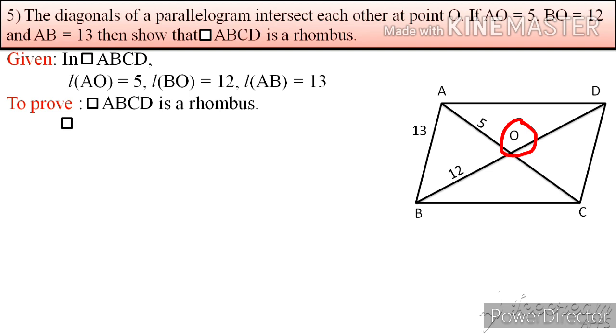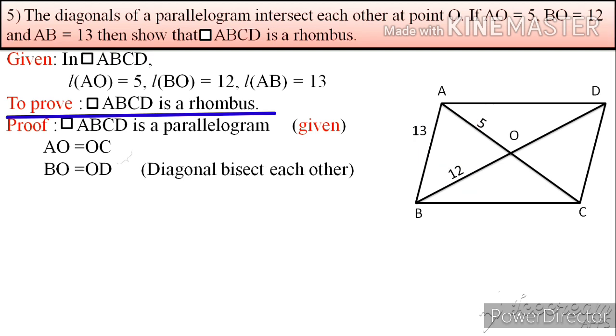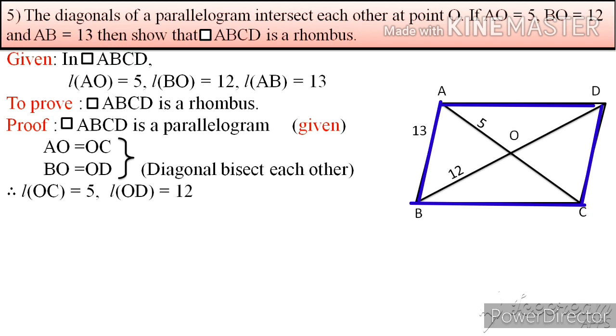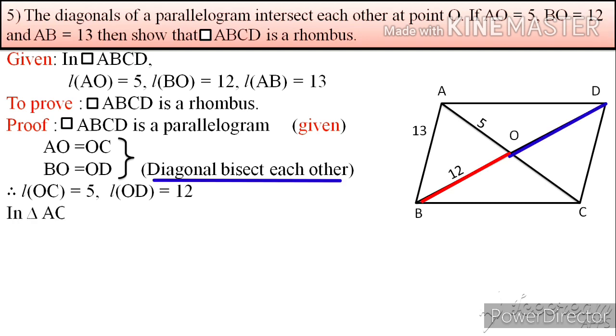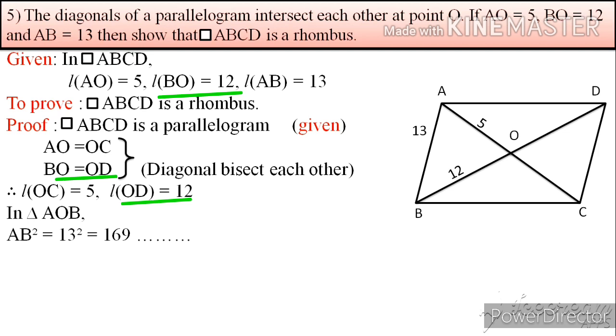The given information in quadrilateral ABCD: length of AO is 5 cm, length of BO is 12 cm, and length of AB is 13 cm. Here we have to prove that quadrilateral ABCD is a rhombus. Proof. Quadrilateral ABCD is a parallelogram, already given. In a parallelogram, AO is equal to OC, BO is equal to OD, as diagonals bisect each other. Therefore, the length of OC is 5 and the length of OD is 12.